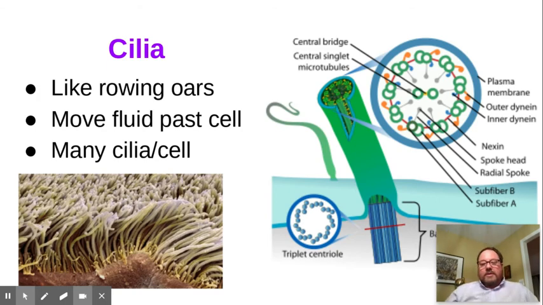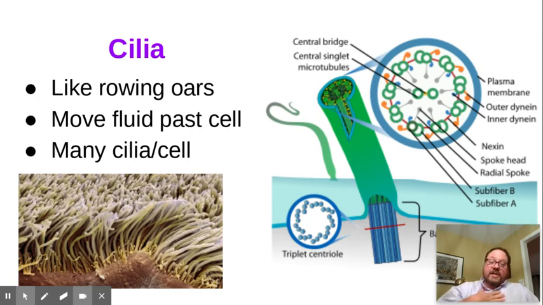Okay, now let's look at cilia. Cilia are little hair-like projections. They're short, skinny hair-like projections on the outside of cells, and they can row like oars. And what that does is it moves fluid past cells. So if it's a little motile cell, like certain types of bacteria or protists, that rowing can propel the cell through fluid.